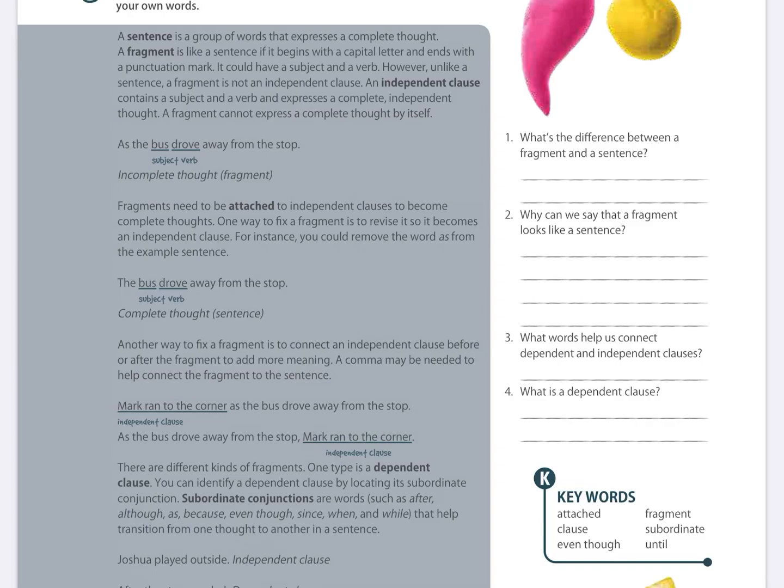Another way to fix a fragment is to connect an independent clause before or after the fragment to add more meaning. A comma may be needed to help connect the fragment to the sentence. "Mark ran to the corner as the bus drove away." When a dependent clause appears, the second action depends on the realization of the first. We are going to develop that in class.